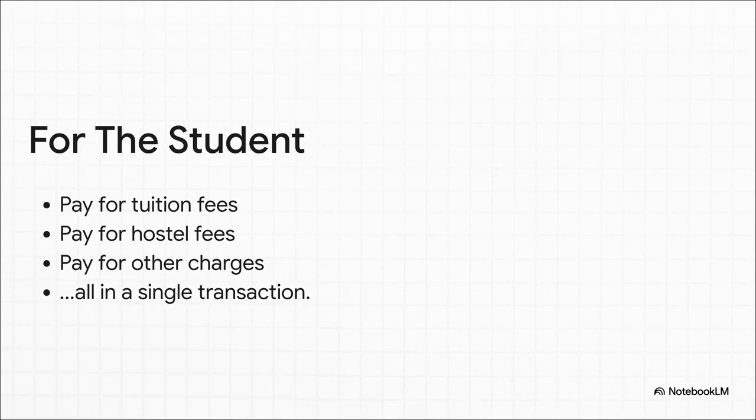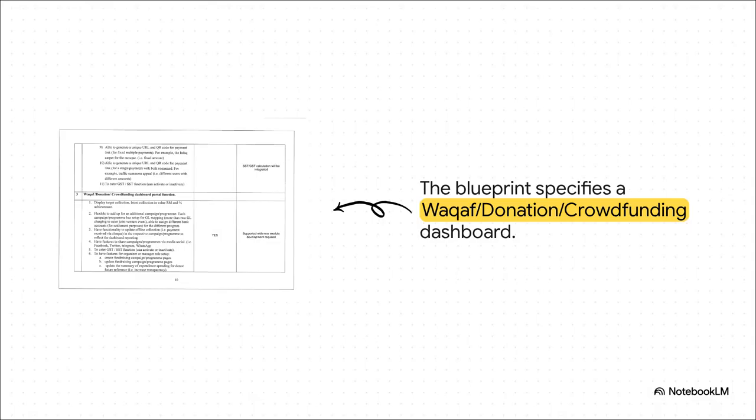Let's translate that into real life. For a student, this one little line in the blueprint means they can log in, see their tuition bill, their dorm fees, maybe a lab fee, add them all to a cart, and pay for everything in one shot. It takes what could be a total headache and turns it into like a 2-minute task. Simple. But wait. This system is about way more than just student fees.